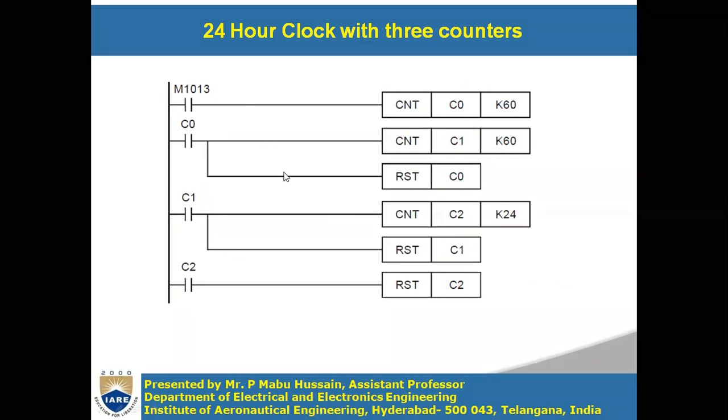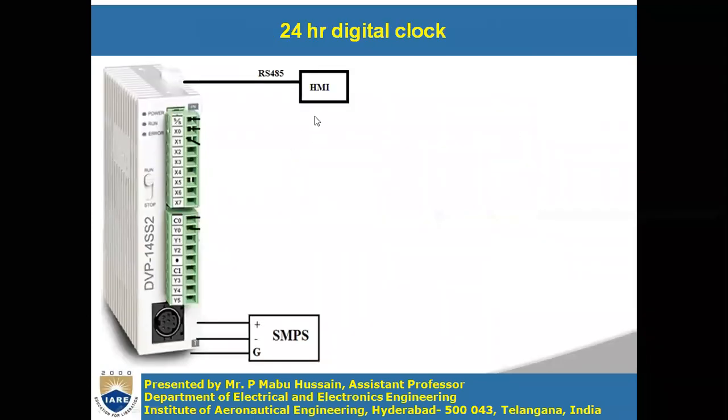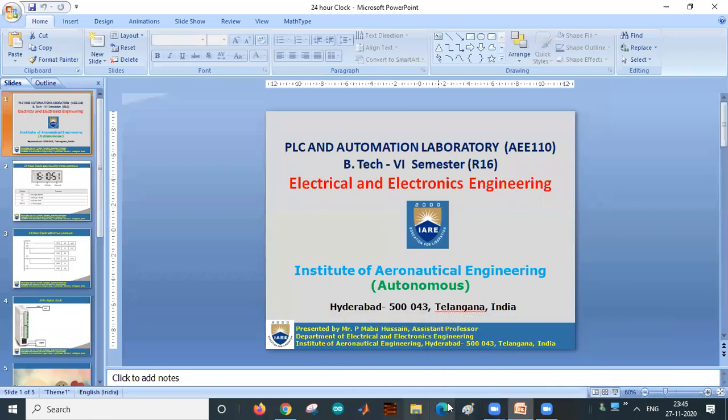Let us see this program in our PLC. Actually, if you observe the PLC connection diagram, you will not have any devices here. Simply you will have the SMS to switch on the power supply to the PLC, and this PLC is connected with an HMI. As it is a digital clock, you need to display the hours, minutes, and seconds. So you have to use an HMI for this experiment. Okay, the program, let us write it in WPLsoft.